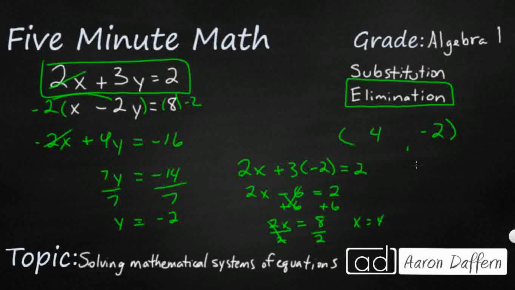So what does it actually mean? That means that there is one x and one y value that satisfies both equations, making them a true statement, and that's an x of 4 and a y of negative 2. And if for some reason we were to graph these two equations, we would actually get an intersection right there at 4, negative 2. I'm not sure what the slopes of these two lines would be, but they would cross right there at 4, negative 2. And that's how we can use substitution or elimination to solve mathematical systems of equations.